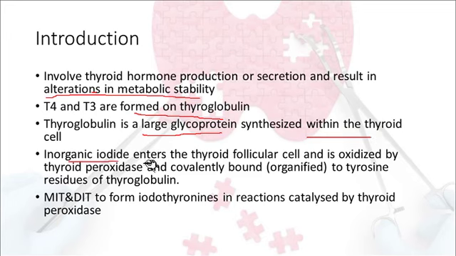Inorganic iodides enter the thyroid follicular cell and are oxidized by thyroid peroxidase and covalently bound to tyrosine residues of thyroglobulin. Monoiodinated tyrosine and diiodinated tyrosine are used to form iodothyronines in a reaction that is catalyzed by thyroid peroxidase.